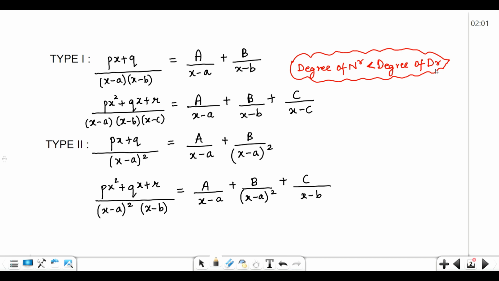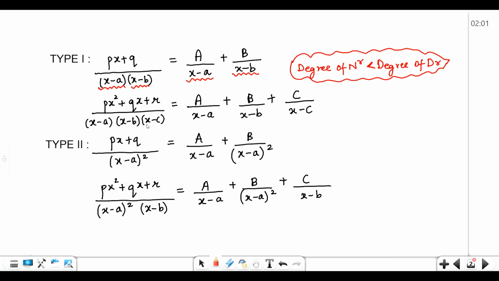Now let's come to the type 1. According to the type 1, we have px plus q in the numerator, and in the denominator we have two brackets, that is x minus a, x minus b. This can be expressed in the form of A upon x minus a plus B upon x minus b. A and B are some constants, we need to find the value of those constants.